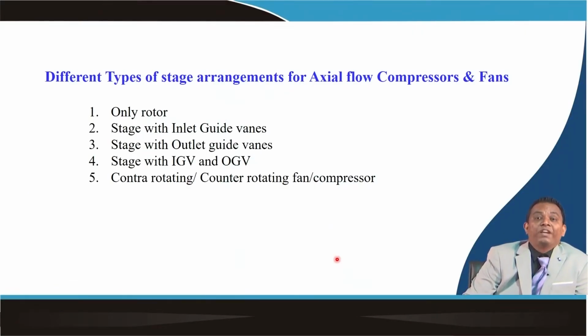We are more interested in different kinds of configuration, what we call stage configuration, which is applicable to fans as well as compressors. What are the different configurations? We can go with only a rotor configuration. We can use a stage with inlet guide vanes. We can use a stage with outlet guide vanes. We can have a combination of inlet guide vanes, rotor and outlet guide vane, and we can also have a contra-rotating configuration in which my rotors rotate in opposite directions.